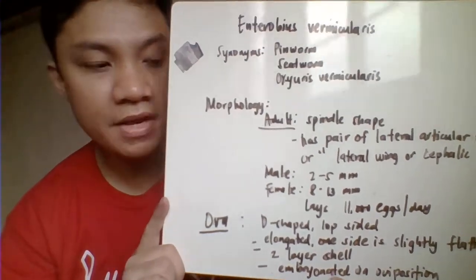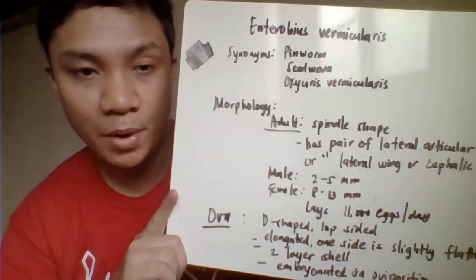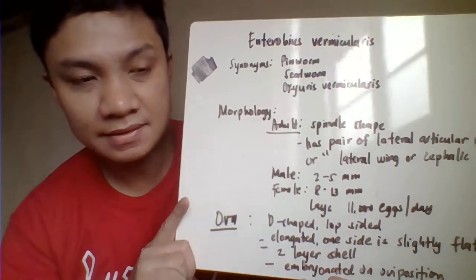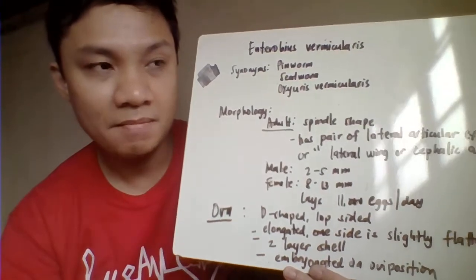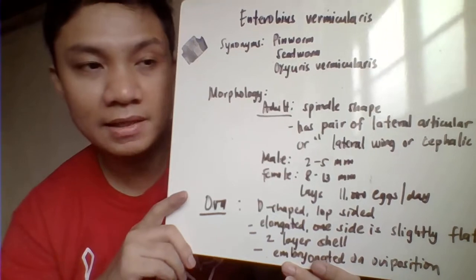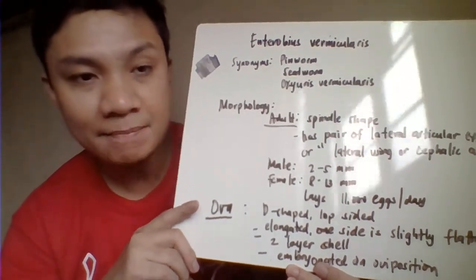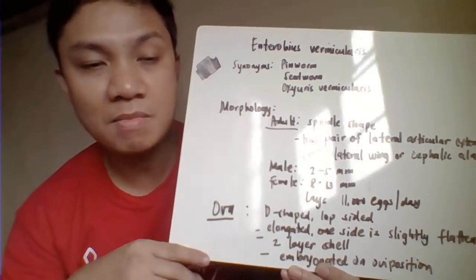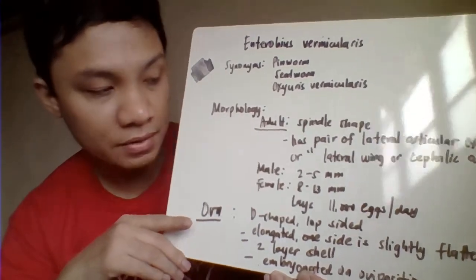Okay, the next one we have here is Enterobius vermicularis. Other names for that are seatworm, pinworm, or Oxyuris vermicularis. For the morphology of the worm, the adult worm has a spindle shape and has a pair of lateral cuticular extensions, which you call lateral wings or cephalic alae. At the cephalic or head part, these alae serve as the mode of attachment for the adult worm to attach to your intestinal mucosa.